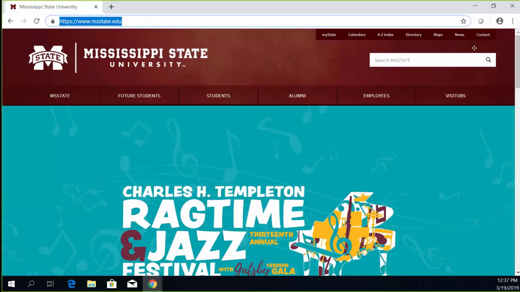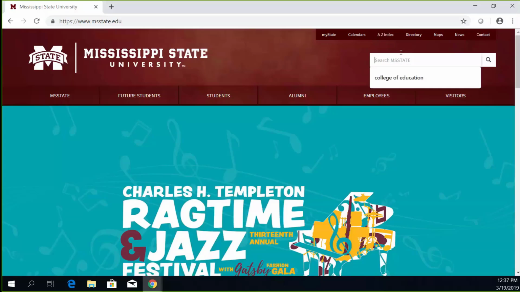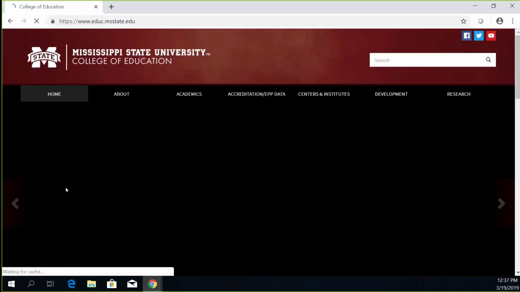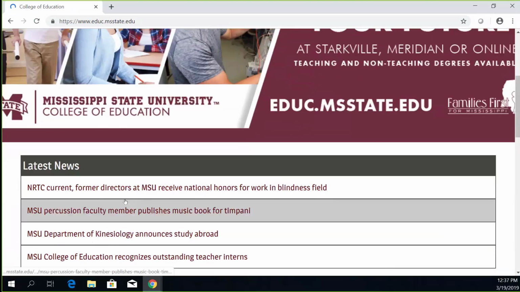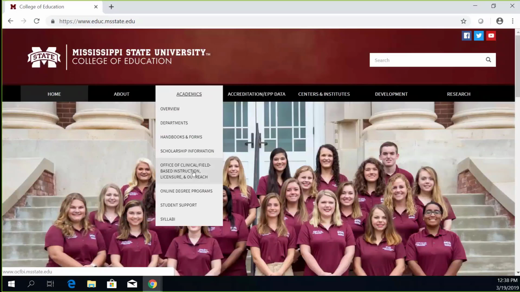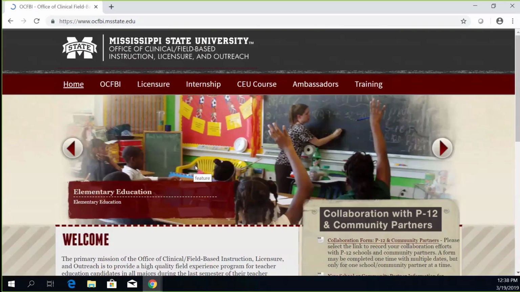When I go to Mississippi State's website and I go to College of Education, you can find it through other links, but this is the best way for me to find it. Right here under Academics, Office of Clinical and Field-Based Instruction, also known as OCFBI. So if you're going to go observe, field-based, and licensure.